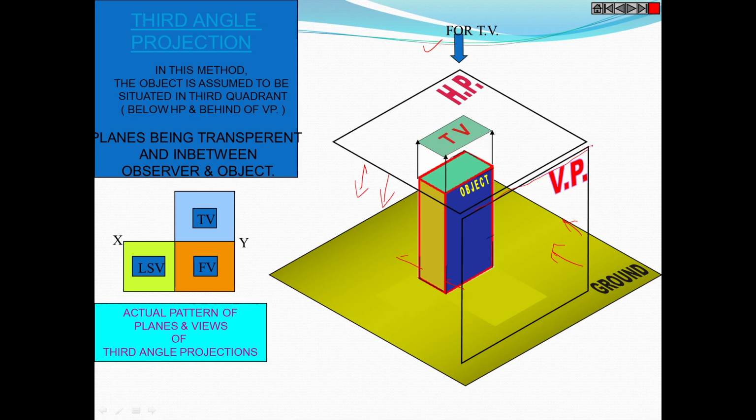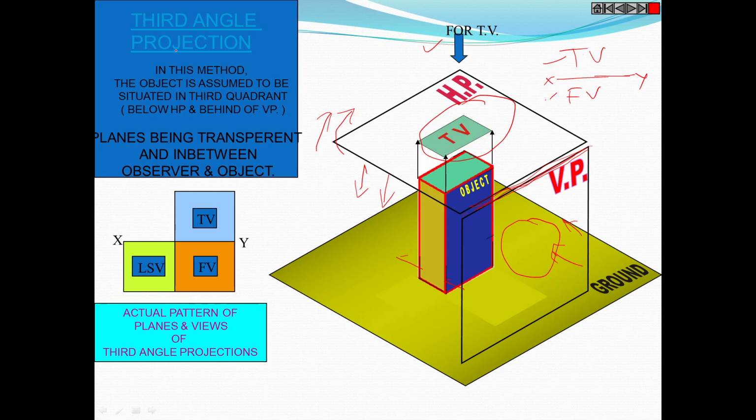And this is the XY line, and the horizontal plane rotates in clockwise direction. After rotation of this horizontal plane, we get the top view below the XY line. So this is the XY line and this is the front view. After rotation we get the top view, XY line and front view.